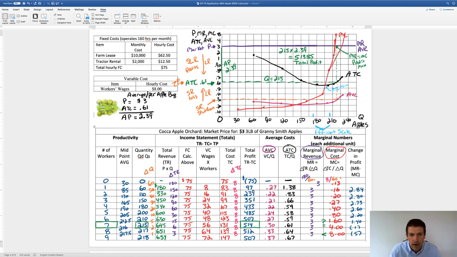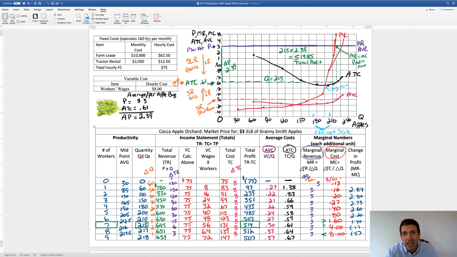Now here's our total revenue. Again, here I want to figure out my income statement. Those of you that are accounting majors will like this portion. Remember, it's price times quantity. So I'm going to take $3 as the price, the market price for the apple, times 60 apples produced gives me 180. 3 times 110 gives me 330. So there's my total revenue.